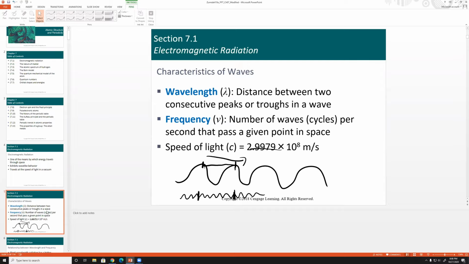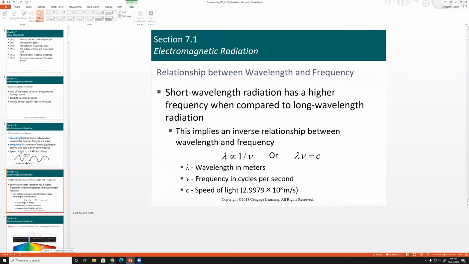So anyway, the main point here is that the wavelength, which is a physical distance of the wave, is inversely proportional to the frequency, meaning if one goes up, the other one has to go down in order to keep that same speed of light. So they're inverse. Now, what that means is when you put them into an equation, you get this.